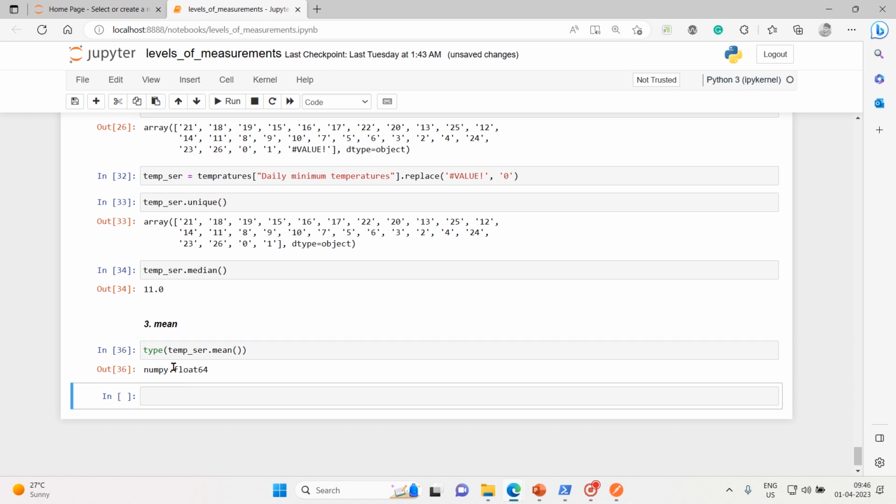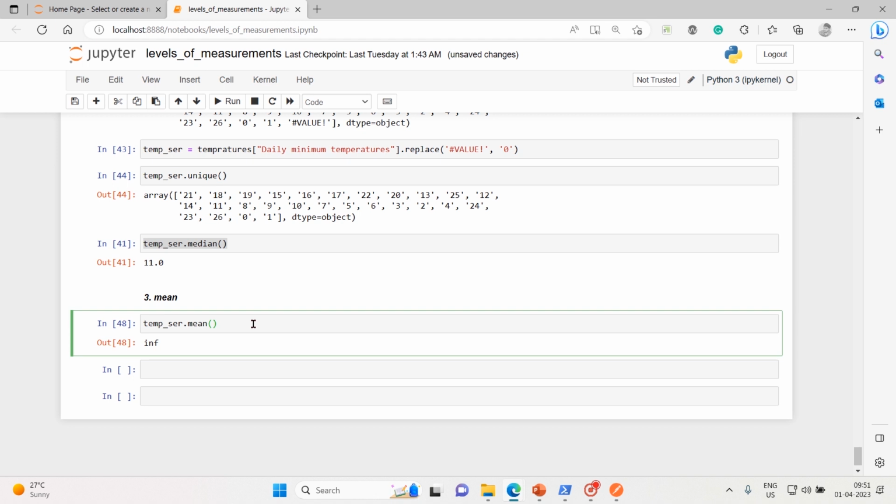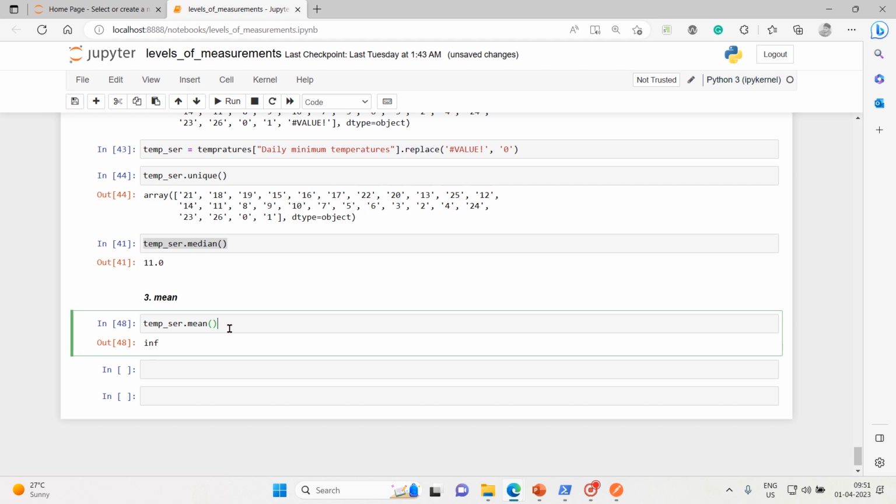So numpy, this is float64. Obviously, if you see all these objects, which are elements of this array or pandas data frame, they are string objects. So that's the reason we are unable to do the mean calculation.